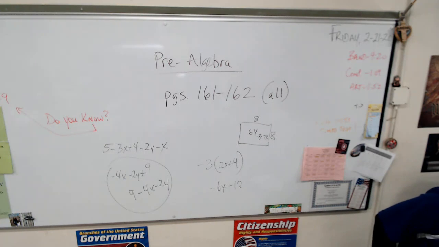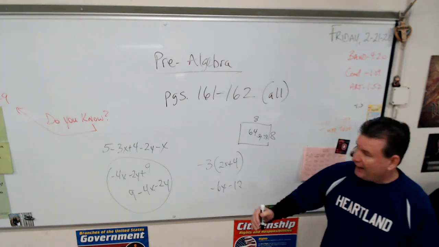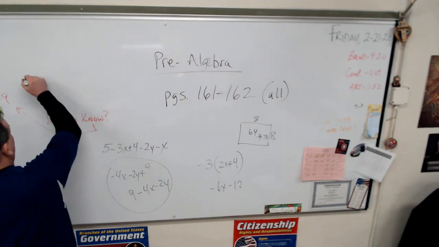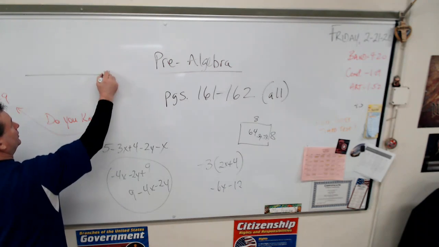Number 19. Which points have a y-coordinate of negative 2 in the coordinate plane? Which of those points has a y-coordinate of negative 2? Remember, x, run, then jump.